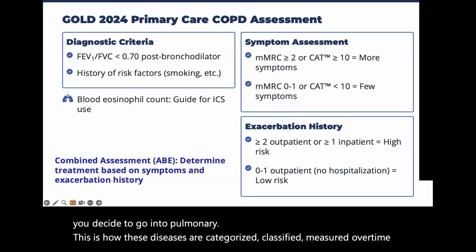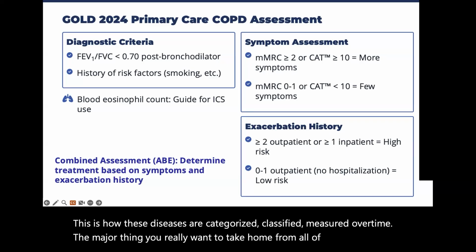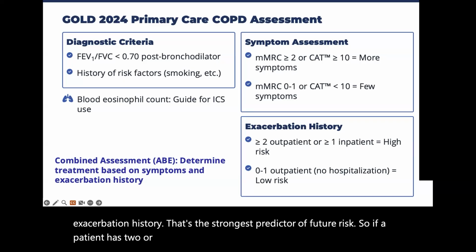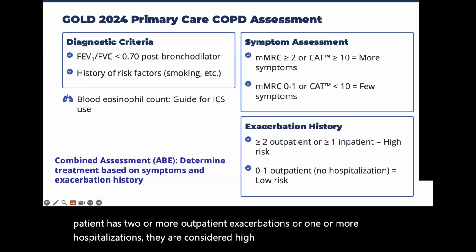The major thing you really want to take home from all of this is exacerbation history. That's the strongest predictor of future risk. So if a patient has 2 or more outpatient exacerbations or 1 or more hospitalizations, they are considered high risk. Okay, 0 to 1 mild events means low risk.